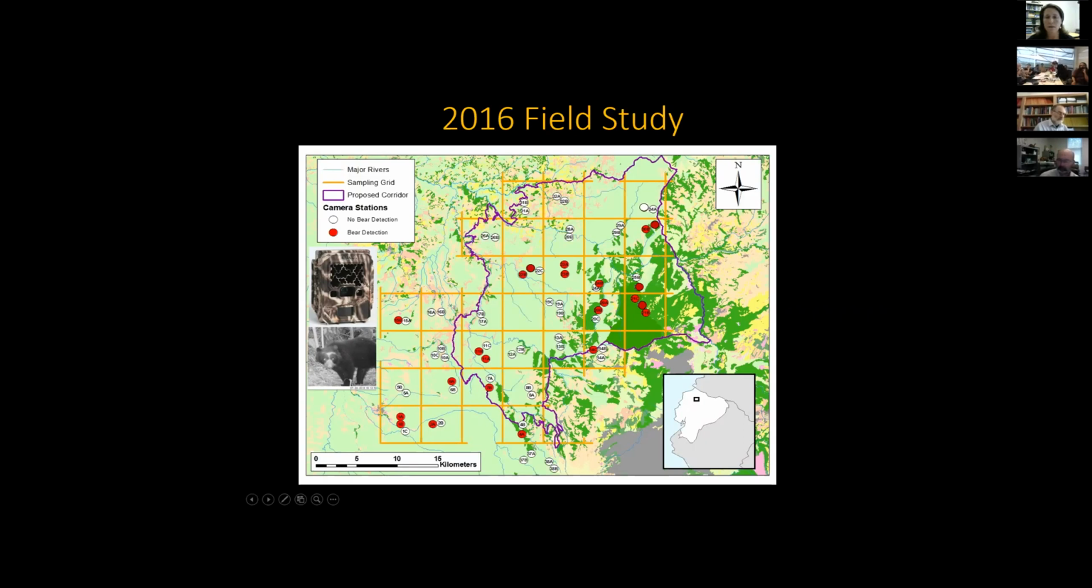Within this area, we had 2 to 3 camera stations per grid cell, and 101 cameras total that we monitored for 3 months. The circles in red are the stations that had detections of Andean bears. You can see there are 23 camera stations where we detected our target species. We just recently implemented the second phase of this, resampling these areas for another 3 months. We just started the field season last month.